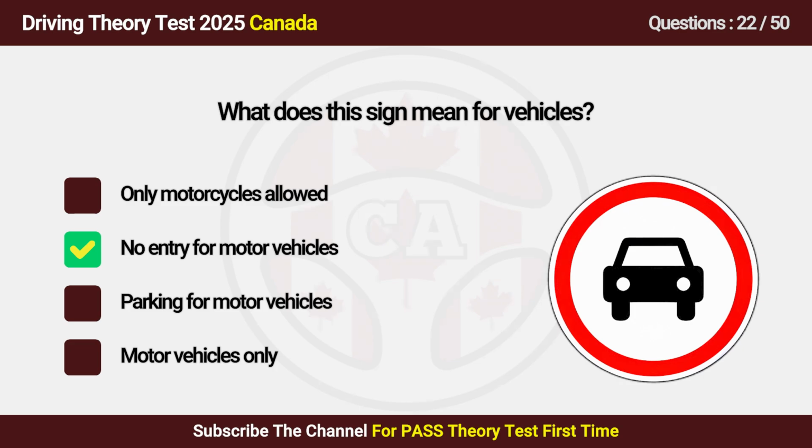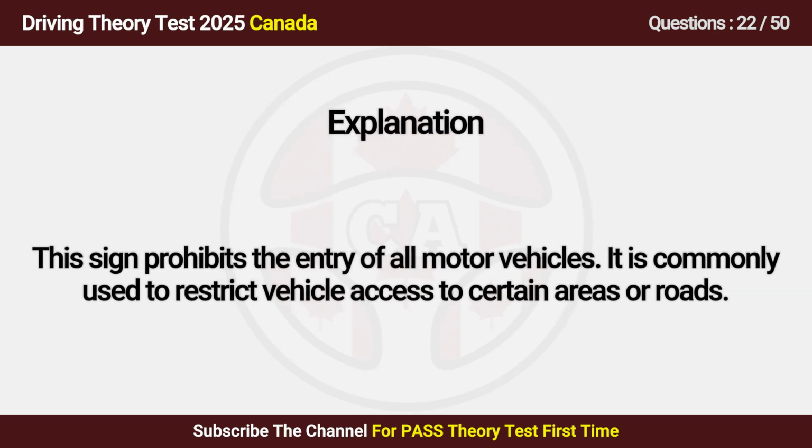Answer is B. No entry for motor vehicles. This sign prohibits the entry of all motor vehicles. It is commonly used to restrict vehicle access to certain areas or roads.